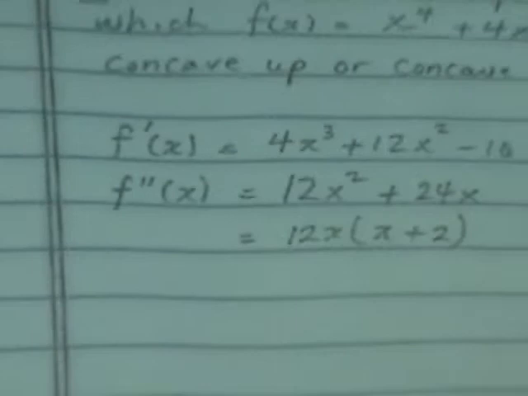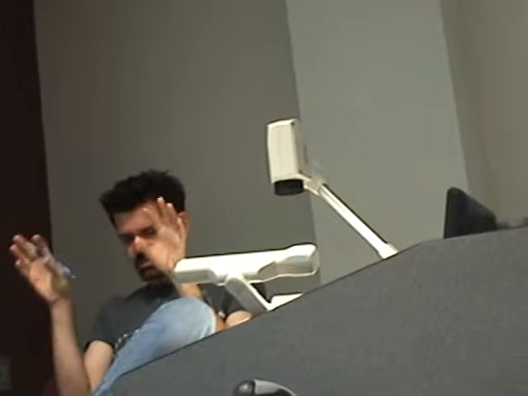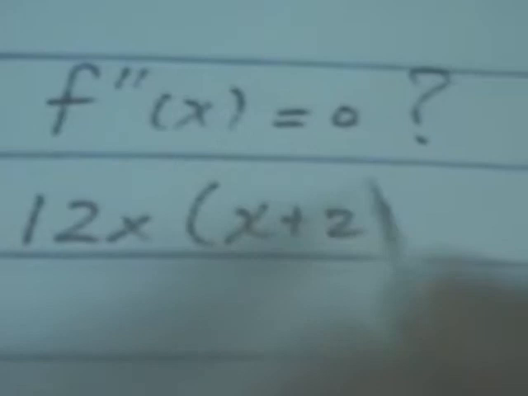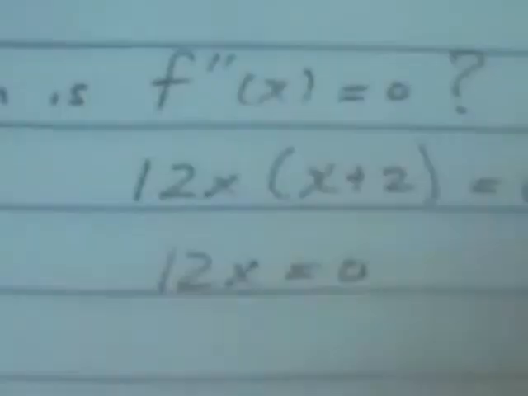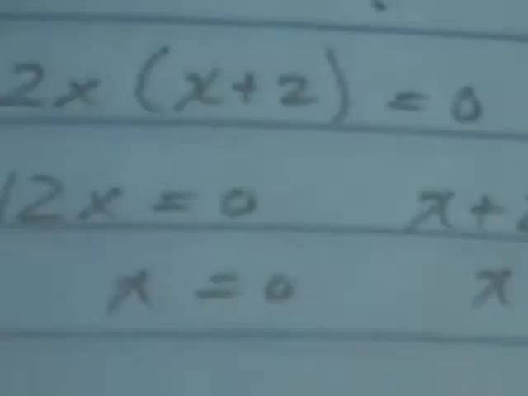I want to know where the second derivative is positive, where the second derivative is negative. If I want to know where it's positive and where it's negative, I probably first want to determine where it's zero. Set each factor equal to zero. And then what we're going to do is make a number line, just like we did when we were looking to determine where a function is increasing or decreasing.